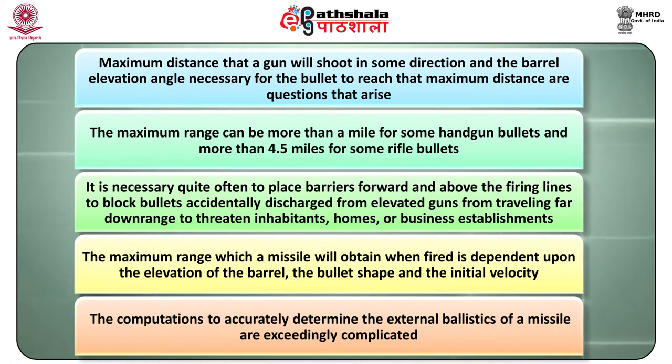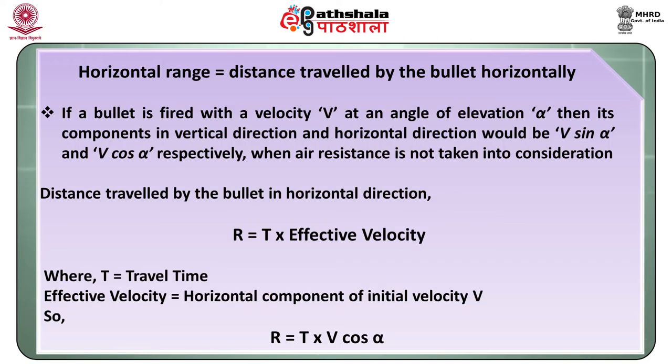The maximum range which a missile will obtain when fired is dependent upon the elevation of the barrel, the bullet shape, and the initial velocity. The computation to accurately determine the external ballistics of a missile is exceedingly complicated. Summarily, horizontal range is the distance traveled by the bullet horizontally.